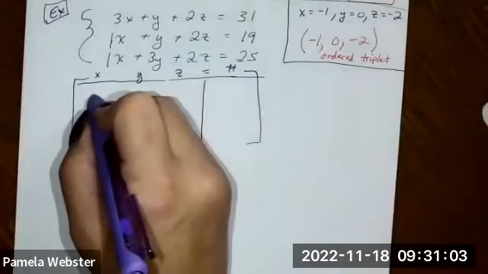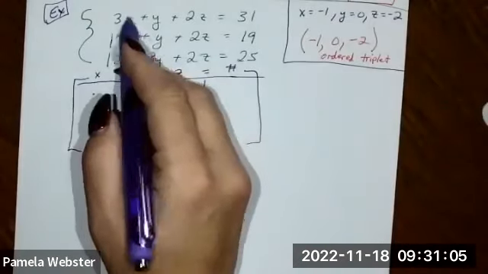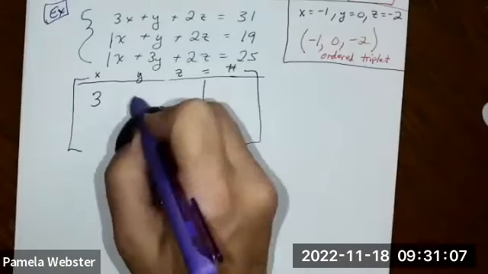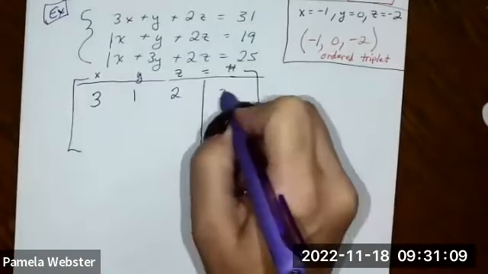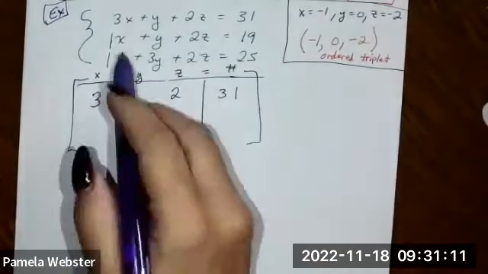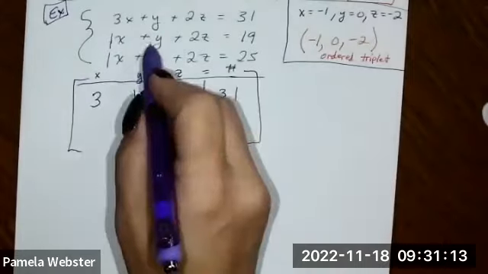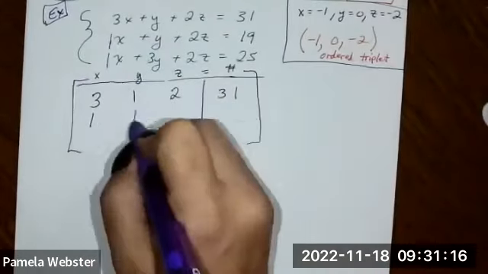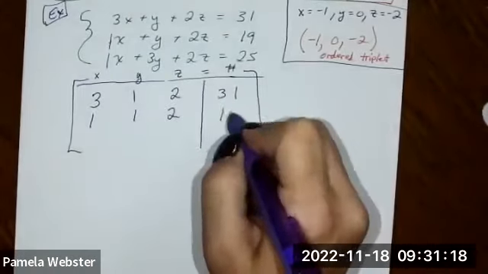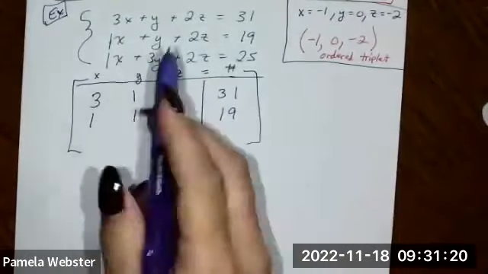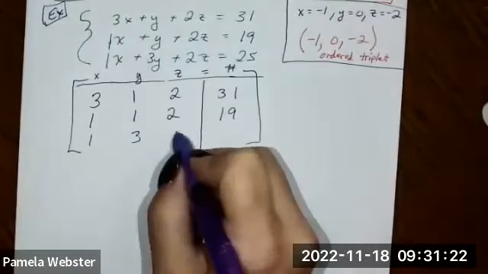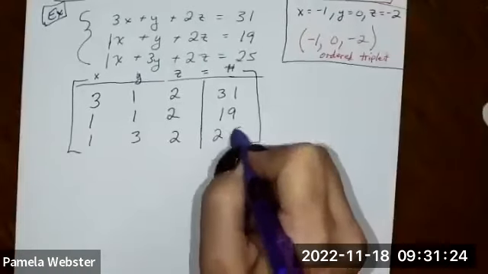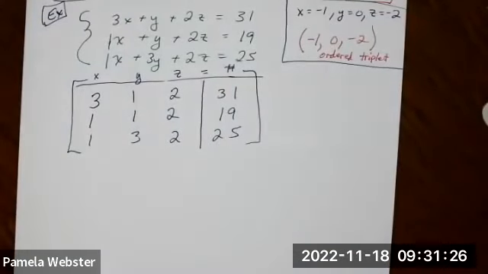And then remember, this is like synthetic division, right? So I'm just going to deal with the numbers. I don't need these variables to be able to do this. 3, 1, 2, 31. 1, this is a 1 in front of the y. So 1, 1, 2, and 19. And then 1, 3, 2, and 25. So that's what my matrix looks like to begin with.